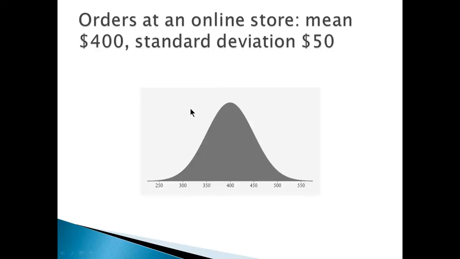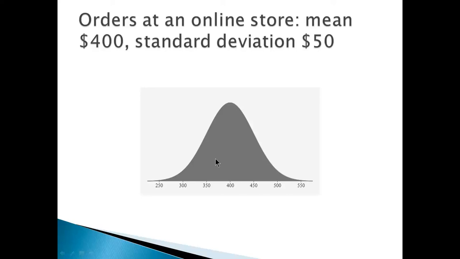So here's a picture that shows orders at some online store where the mean is $400 and the standard deviation is $50. And here's our classic bell-shaped curve. If you had thousands of orders from that store and made a histogram, it would fit pretty well under this curve. So here's the mean at 400. Here we see it stretching out. Most of the action is between 250 and 550. That's 3 standard deviations on either side of the mean. And we're thinking of this area as being 1 or 100%.